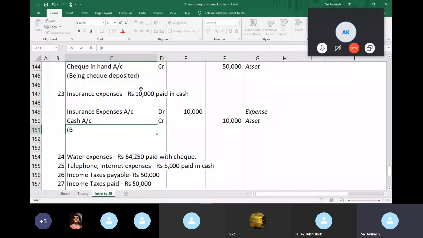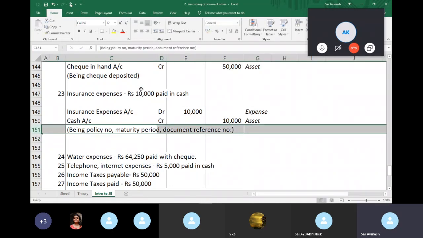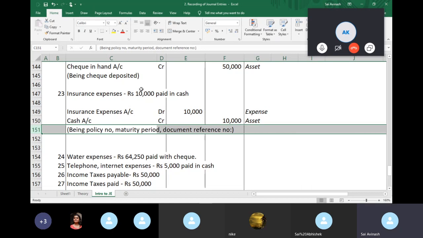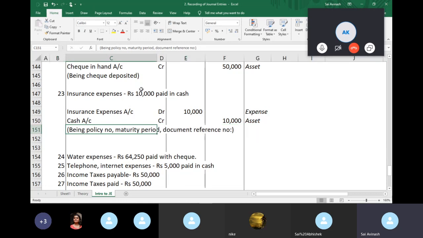right? So maybe you can mention the policy number, maturity period, right? If you maybe have some sort of document referencing system, document reference number, right? Say you have a file in your office for maintaining your insurance contracts, and you have a file number XYZ, whatever, X25, blah, blah, blah. Typically you have these files, but you need to know which file to refer to so that you can locate the document. So that's something that you use.